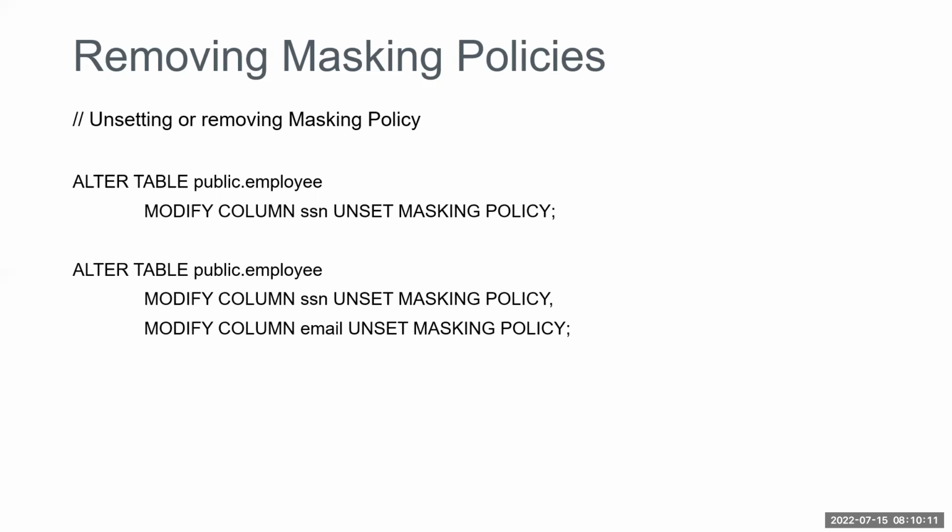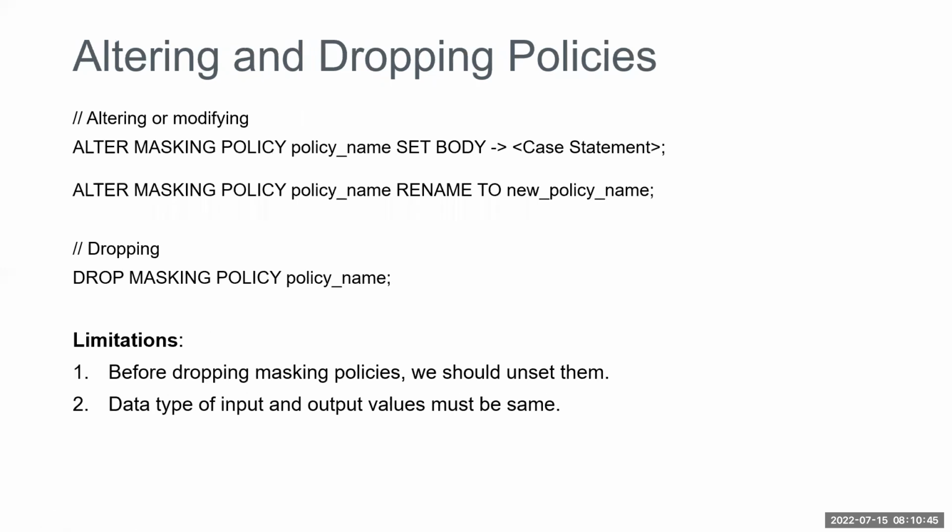And you can unset on all the fields of a table by just giving a comma. Okay, alter table name, modify column SSN, unset masking policy, comma, modify column email, unset masking policy. This is very simple. The same syntax, instead of set you are using unset, but for setting you have to specify the masking policy name also, but for unset no need to specify the masking policy. Okay, so this is how we unset or remove the masking policies.